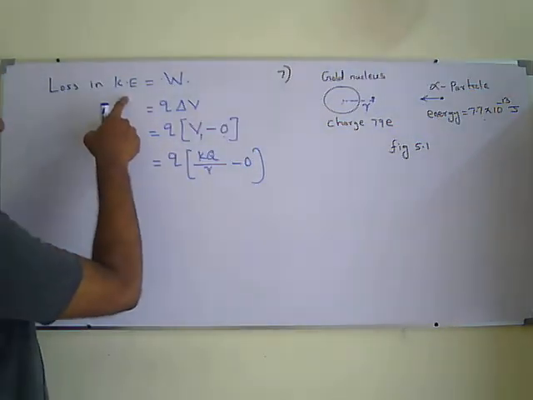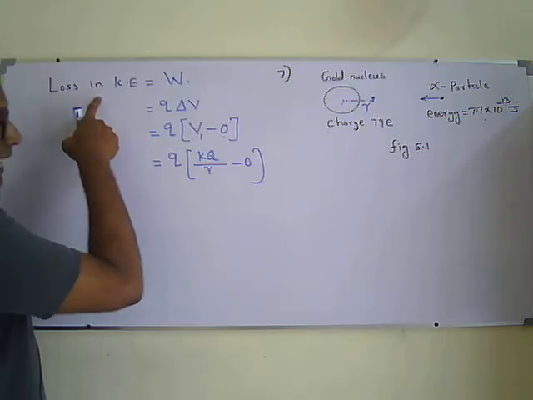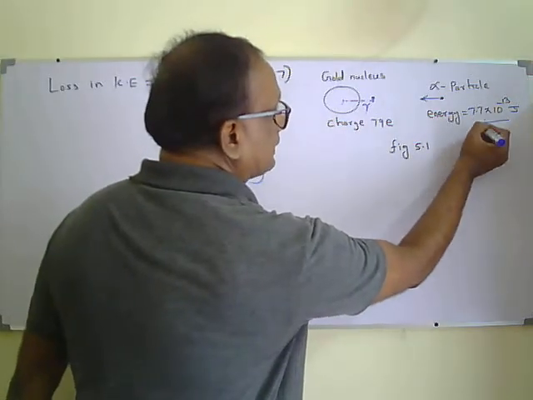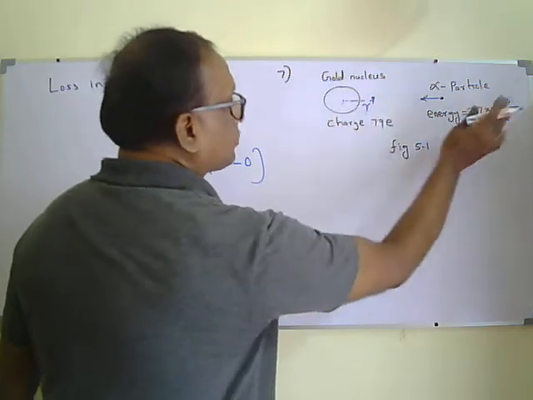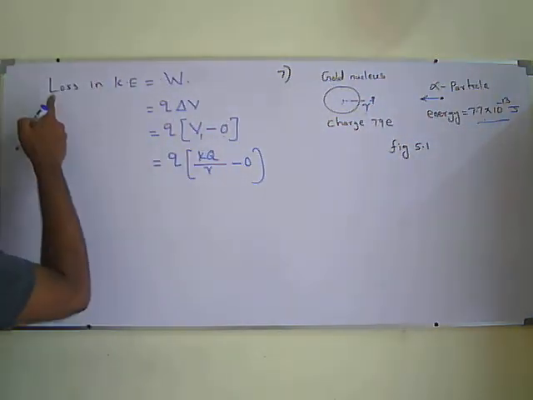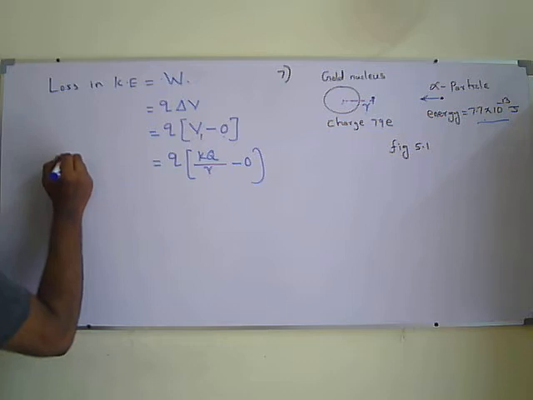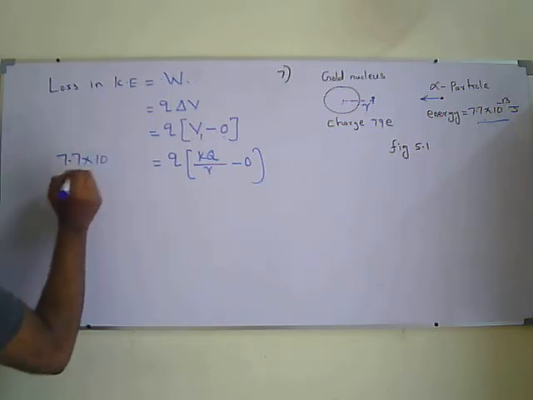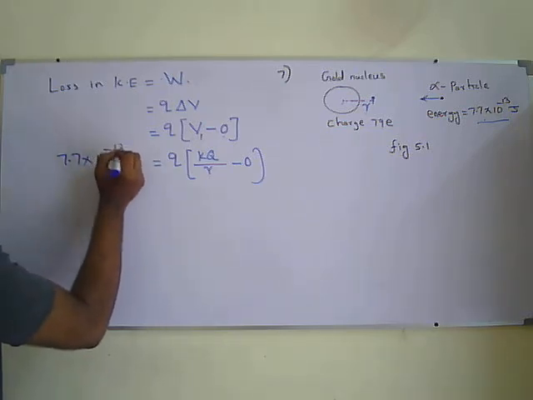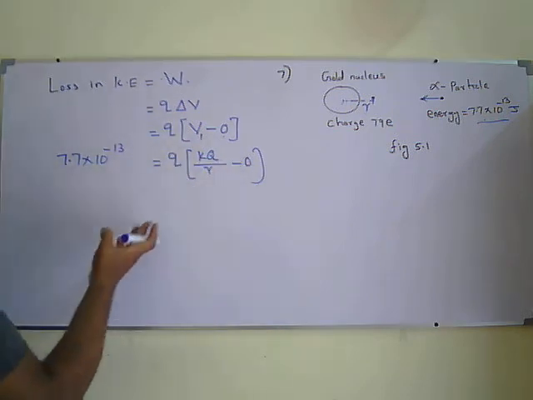This is the charge of the alpha particle. Loss in kinetic energy of the alpha particle: it had this much kinetic energy initially. Here it stopped, so that means it lost all its kinetic energy. So loss in kinetic energy is 7.7 times 10 to the power minus 13. Substitute the values, find the R.